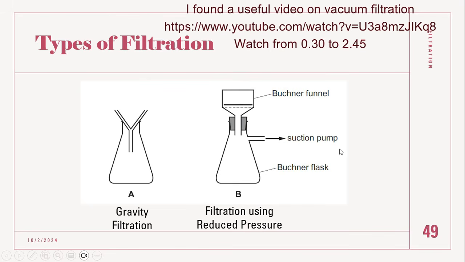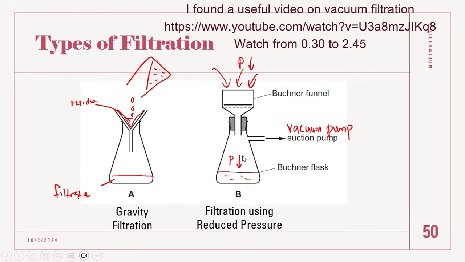Now the one on the right hand side is called filtration using reduced pressure. We are using a Buchner flask and funnel, and the side arm of this flask is connected to a vacuum pump. So the vacuum pump will remove all the air inside the flask. It will make the pressure inside the flask very low. So the air outside now has higher pressure than inside, and will press the solution down. It will make the filtration process faster. And also at the end, we actually get a drier solid compared to gravity filtration.